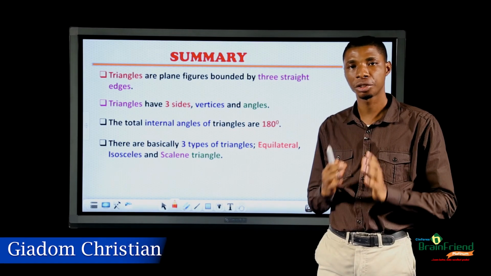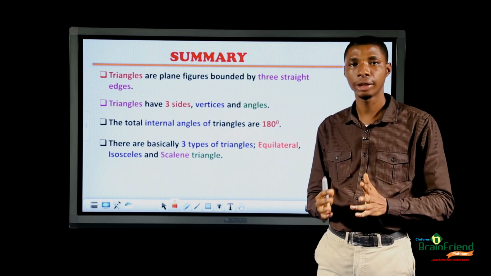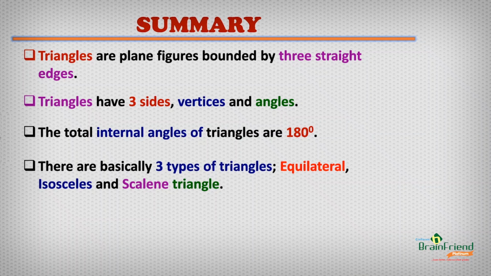Welcome back. I hope the illustration gave you a better understanding of how to construct basic shapes in geometry. This will be all for now, but before we go, let's take a quick summary of what we've learned so far. We learned that triangles are plane figures bounded by 3 straight edges. We also learned that triangles have 3 sides, vertices, and angles. Next, we learned that the total internal angles of triangles are 180 degrees. And lastly, we learned that there are basically 3 types of triangles. They are equilateral, isosceles, and scalene triangles.